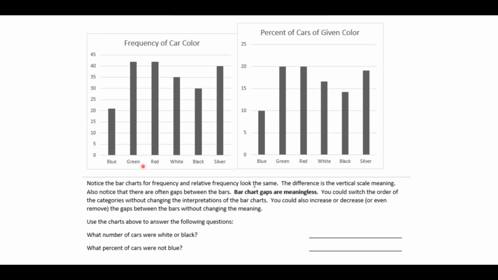There are some bars where they go from the highest bar down to the lowest bar. I believe they're called Pareto charts, and it allows you a little more ease in comparing the heights of the bars, but they're not required.